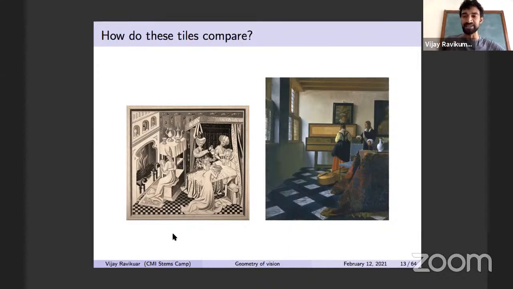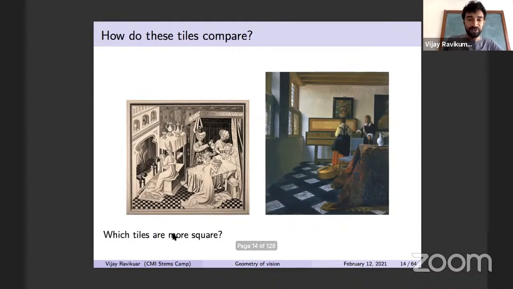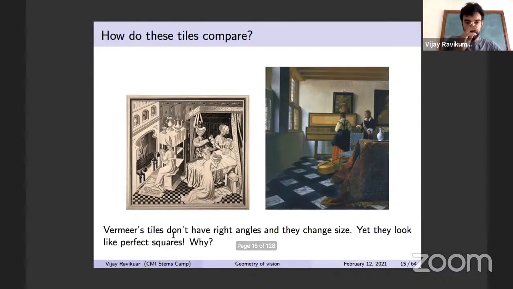So there's something kind of strange, because on the left-hand side painting the tiles are actually squares and actually 90 degrees, but it looks odd. And on the right-hand side, the tiles are all different from each other, but it looks like an even 90-degree, square tiling. So why is that? Why do they look like perfect squares in the Vermeer picture, even though they aren't? Why do we see this and think, okay, this is a square tiling? So it's a bit strange.